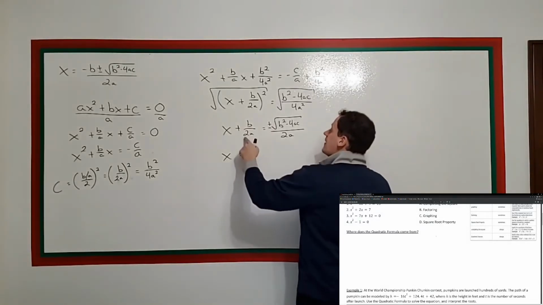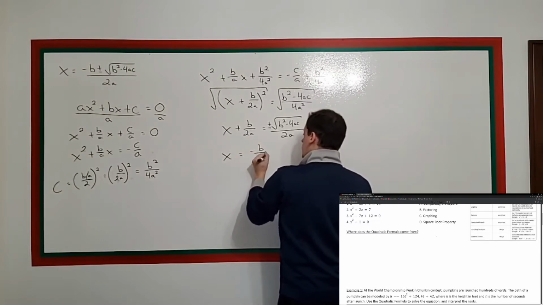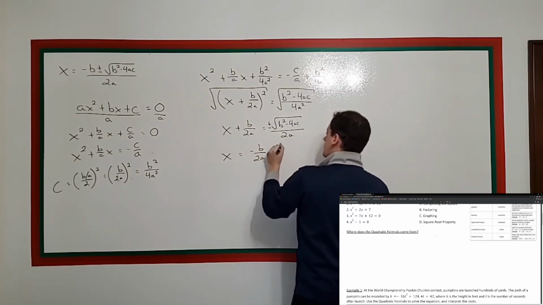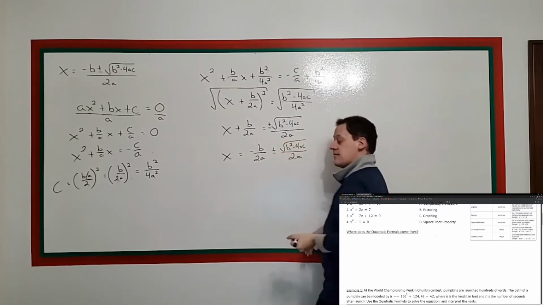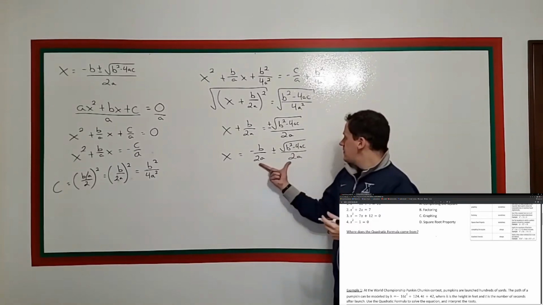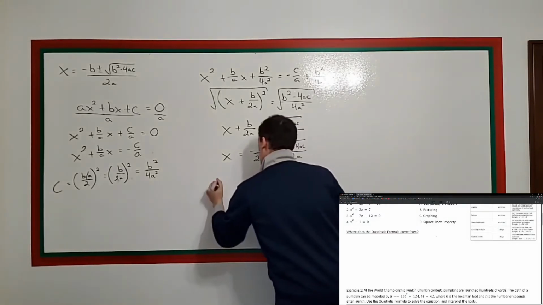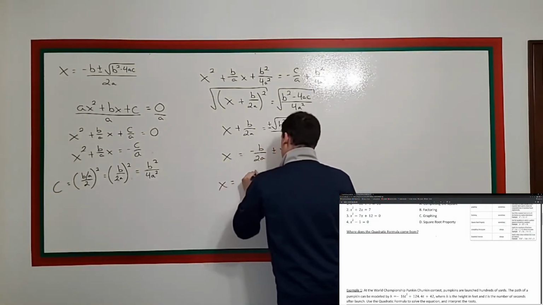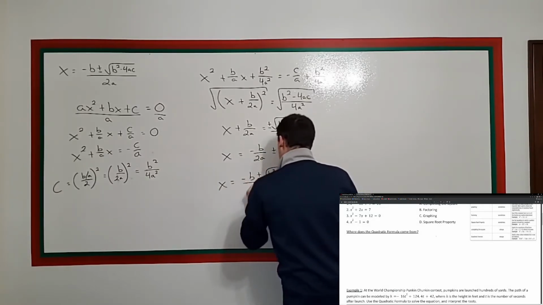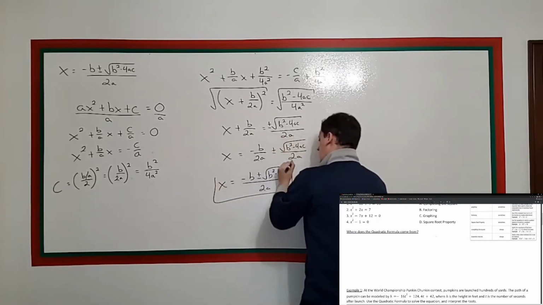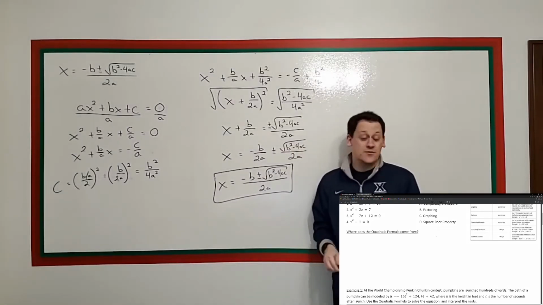Never mind. Let's subtract b over 2a from both sides. So we've got negative b over 2a plus or minus the square root of b squared minus 4ac over 2a. Since we've got the same denominator of both terms here, 2a, let's just write it as a single fraction. x equals negative b plus or minus the square root of b squared minus 4ac, all over 2a. The quadratic formula. That's where it comes from.